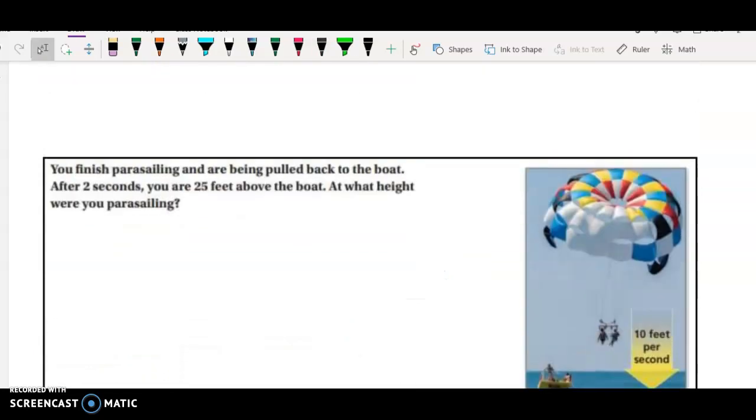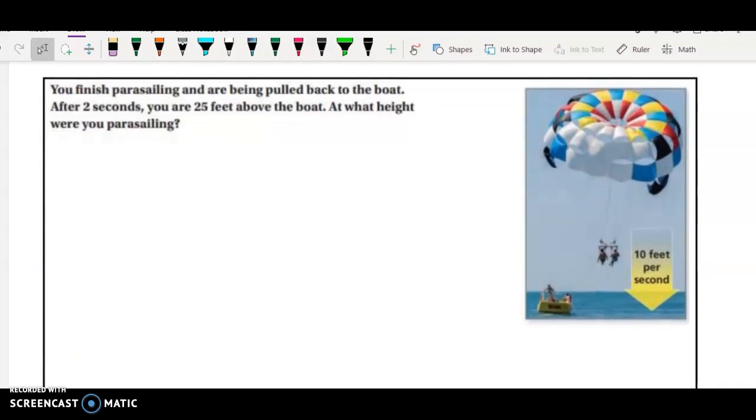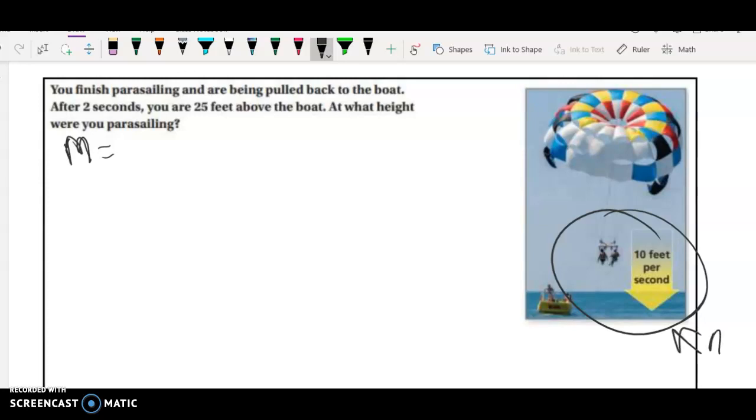So moving on to the last problem, this is our real life problem. You finish parasailing and are being pulled back to the boat. After 2 seconds, you are 25 feet above the boat. At what height are you parasailing? First, we need to find our slope because we need m. And so our m is located in our picture. And this is 10 feet per second.